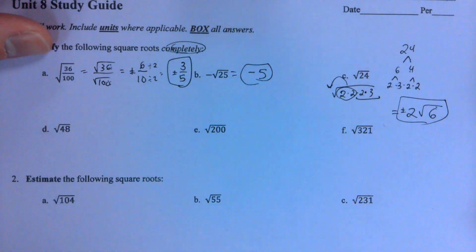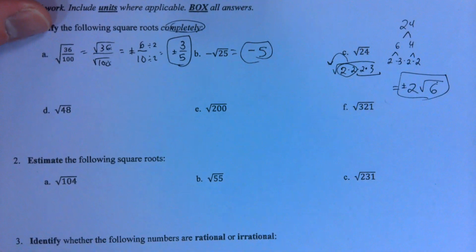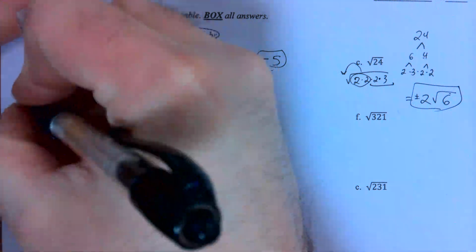Plus or minus 2 root 6 is my answer there. Same thing with 48. Not a perfect square, very close to 49, but not quite. So I'm going to factor tree my 48.